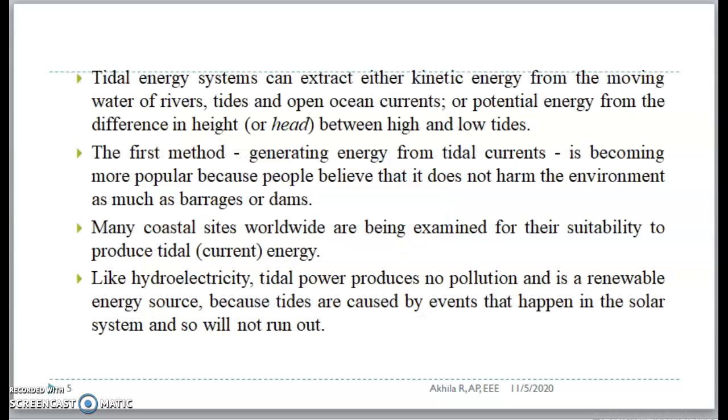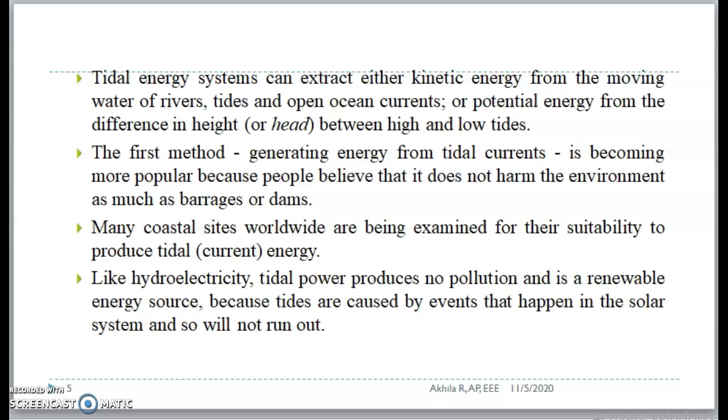Now, tidal energy systems can extract either kinetic energy from the moving water of rivers, tides, and ocean currents, or potential energy from the difference in height, which you also term as head, between the high and low tides. The first method, generating energy from tidal currents, is becoming more popular. It is also known as OTEC, because people believe that it does not harm the environment as much as barrages or dams. Environment here means the aquatic ecosystem.